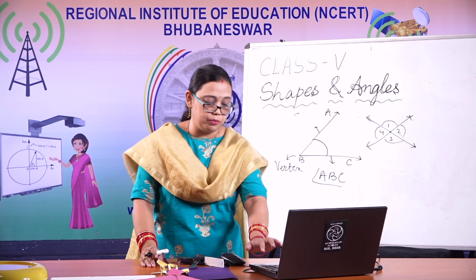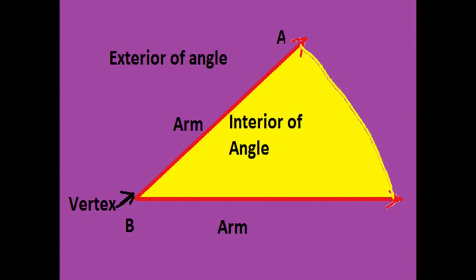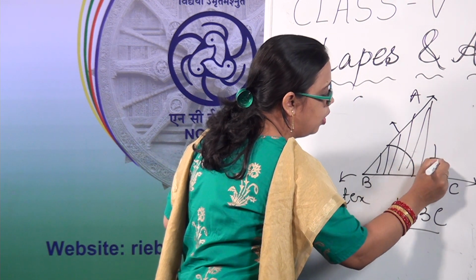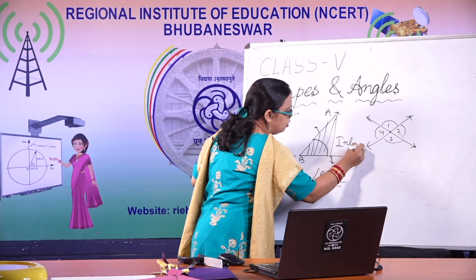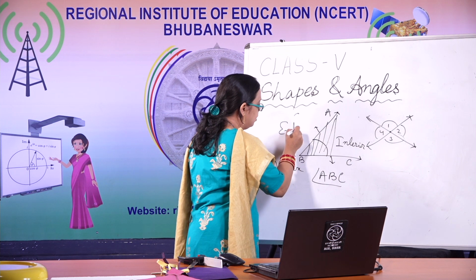Now, what are the parts of an angle? Let us see. As I have already expressed, these two red rays I have drawn are arms of the angle, and the yellow shaded part is called interior of the angle and the outer part is called exterior of the angle, and this common point is called vertex. As I have explained here, this part you may shade and this is called interior and the outer part is called exterior.